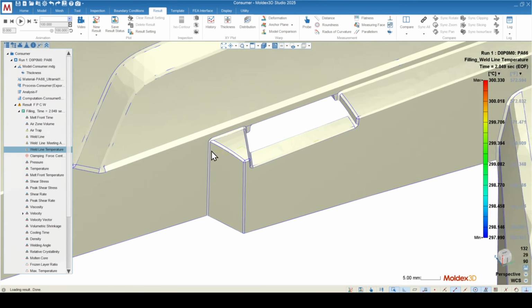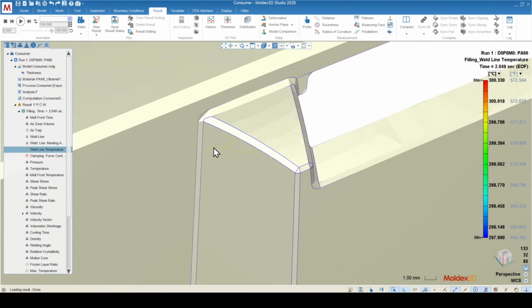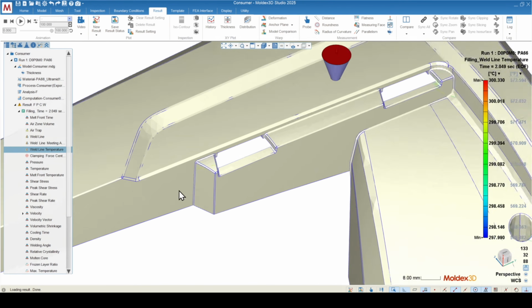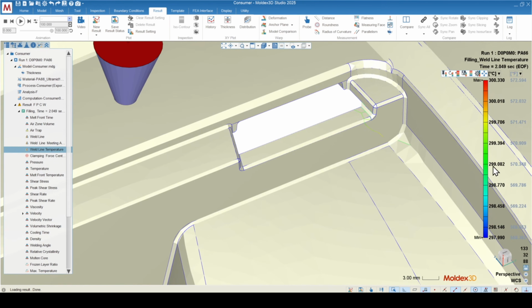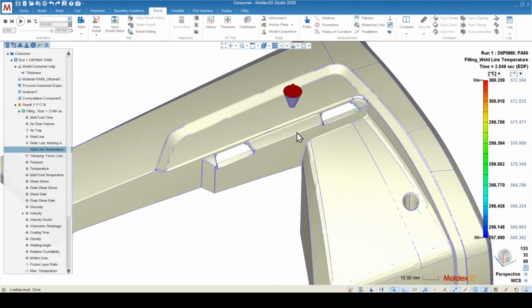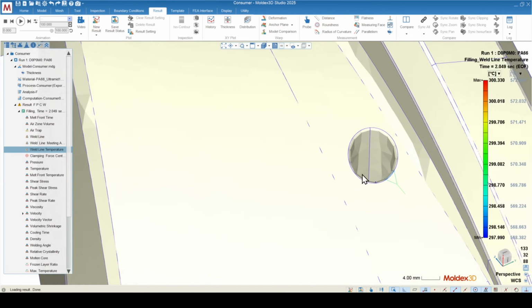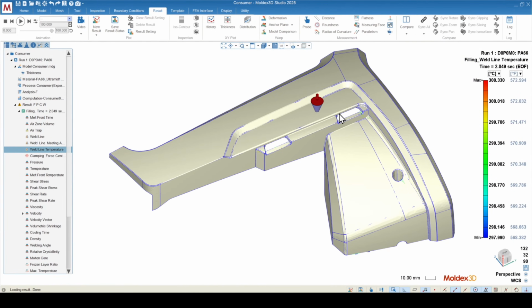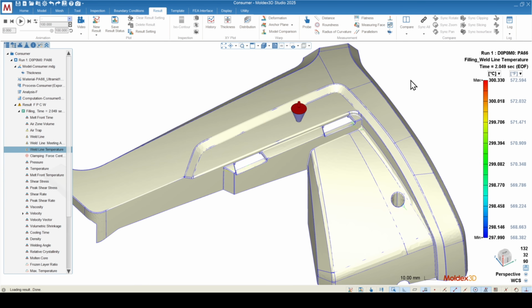In this case, we can see that the weld line temperature of this weld line over here is around 299 degrees. This one here is around 299 degrees, very similar to one another. This one down here is a little bit colder, being a little bit further down the length of flow. And so we can use this as a relative indicator to understand which of these weld lines are more likely to show on the surface than others.